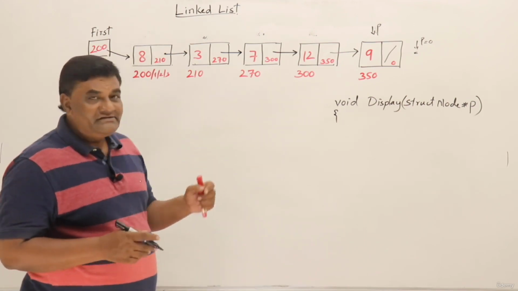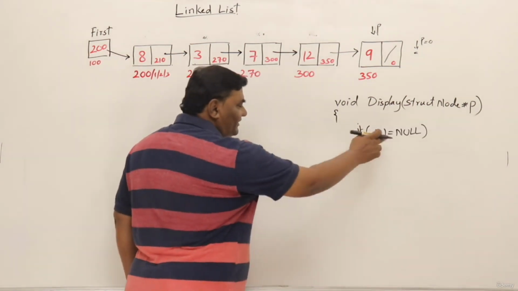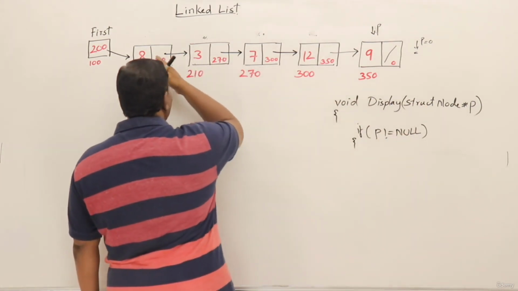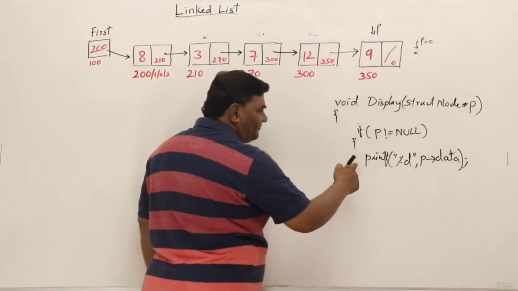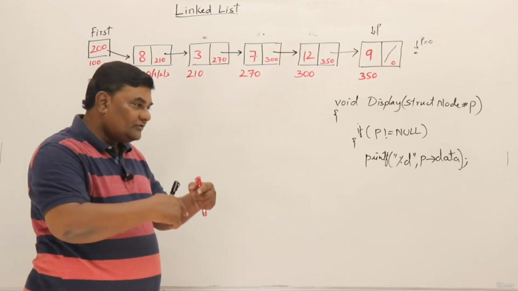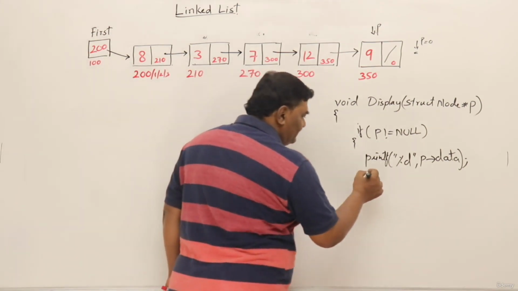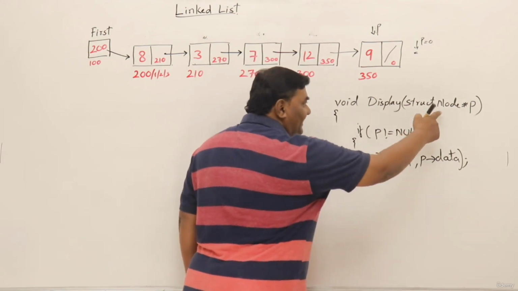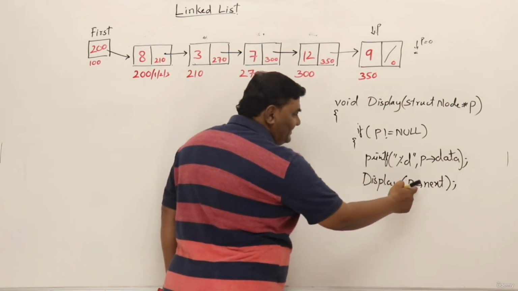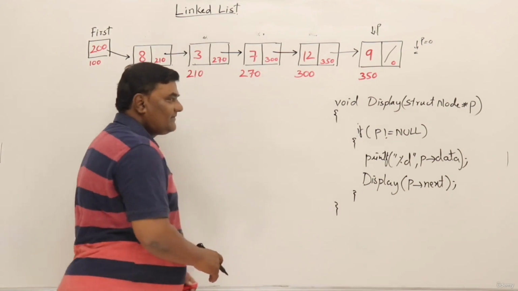So if p is not null, then we will print. If p is not equal to null, then print p's data, that is data inside each node. So printf p's data. After printing data, it should go to the next node recursively. So display will call itself again by passing the next node's pointer. So display p is next. That's all. Close the bracket and close this one.